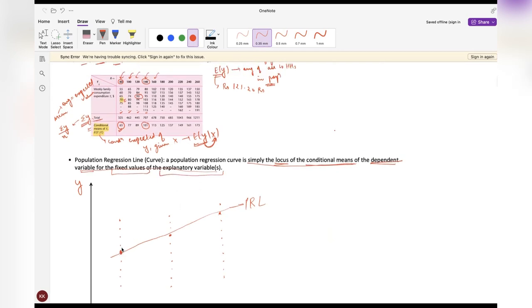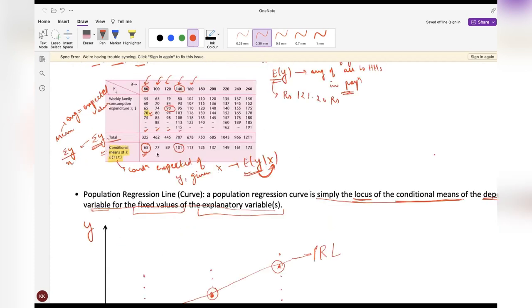Also, one thing that we need to notice is that as X is increasing, our conditional mean is also increasing. And this can be easily concluded from the table: as our X value is increasing, the conditional mean of Y is increasing, right?